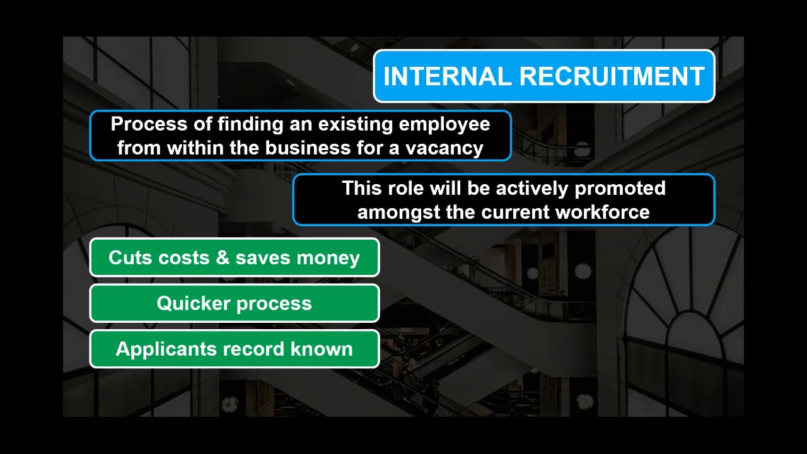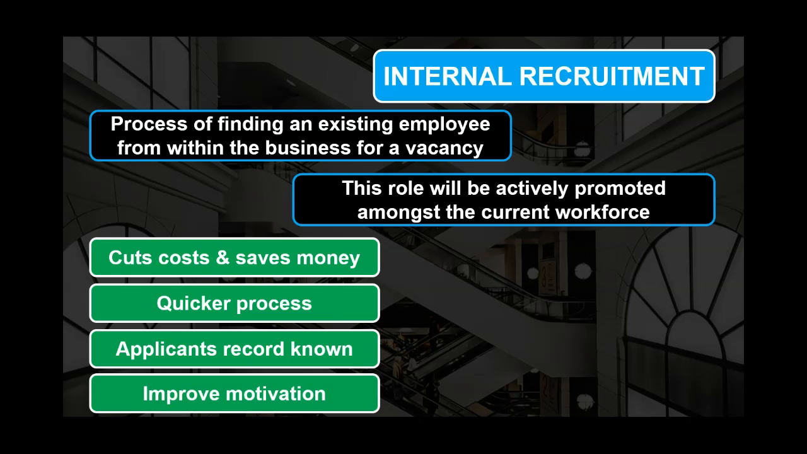The final advantage we're going to cover is that internal recruitment can improve motivation within the current workforce. If the business usually recruits, especially for promotion opportunities, from within the business, then current employees may work harder knowing there's a real possibility of them getting noticed and promoted.